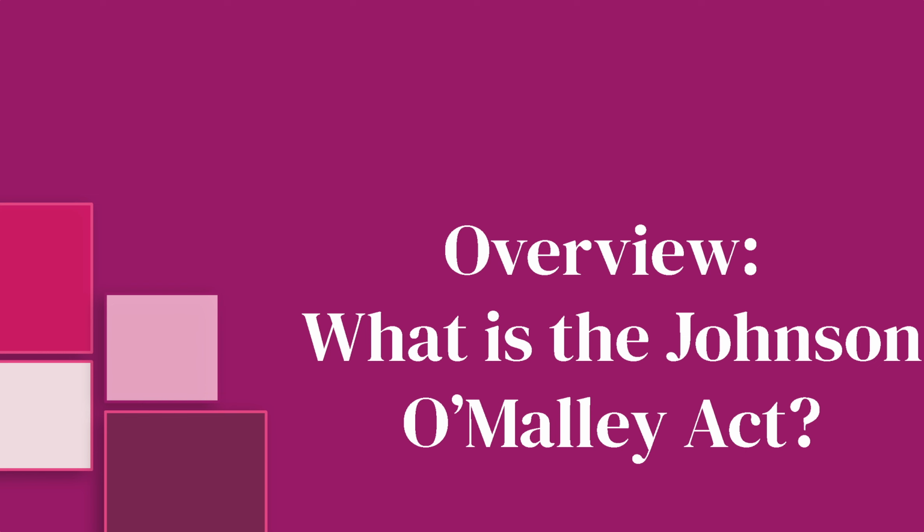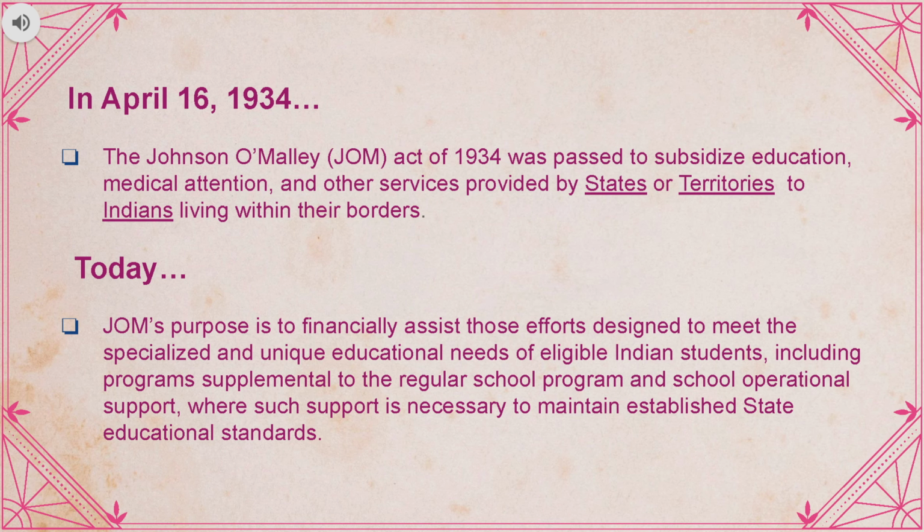Overview. What is the Johnson O'Malley Act? On April 16, 1934, the Johnson O'Malley Act of 1934 was passed to subsidize education, medical attention, and other services provided by states or territories to Indians living within their borders. Today, Johnson O'Malley's purpose is to financially assist those efforts designed to meet the specialized and unique educational needs of eligible Indian students, including programs supplemental to the regular school program and school operational support, where such support is necessary to maintain established state educational standards.